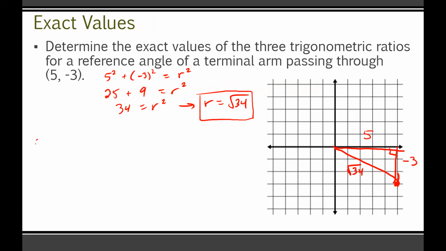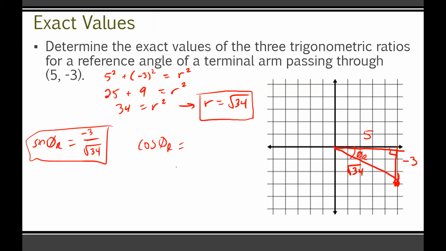Let's wrap this up. So sine of theta r, that's your reference angle right here, theta r. Remember, sine is opposite over hypotenuse. Opposite looks like it's -3. Hypotenuse is, of course, root 34. There's one in the bag right there. Awesome. Next one, cosine theta r. Cosine, SOHCAHTOA, that's adjacent over hypotenuse. Well, the adjacent side is 5. The hypotenuse is root 34. There's another one done.